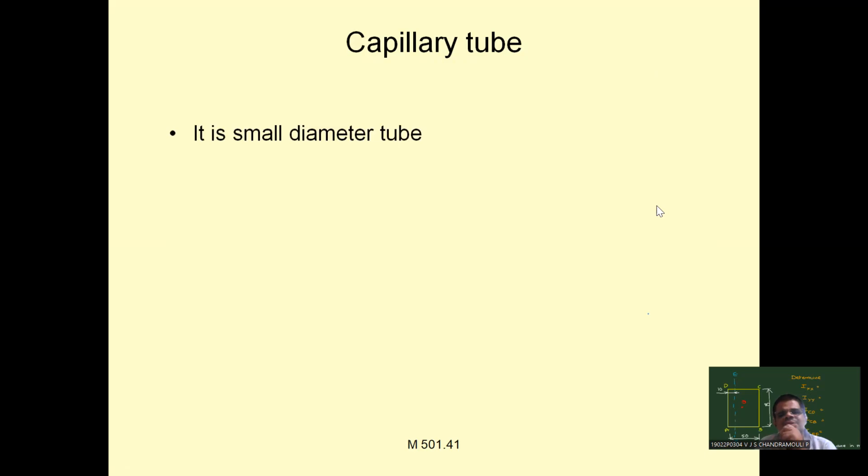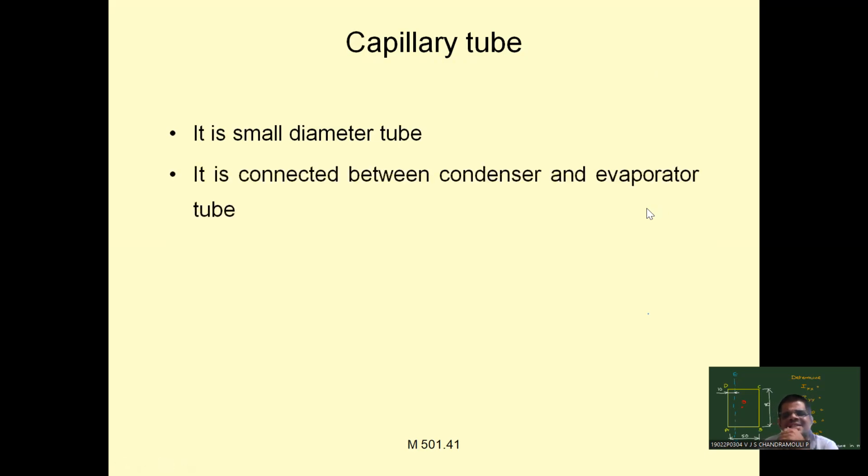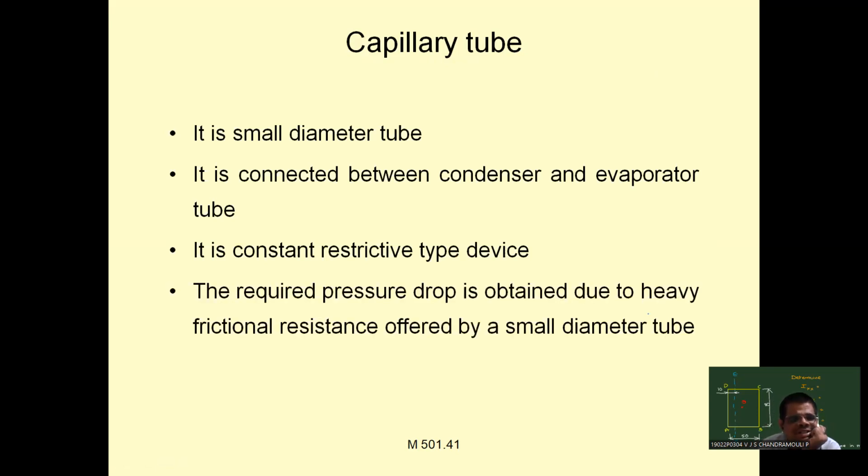It is basically a small diameter tube, and it is connected, of course, between the condenser and evaporator, as we discussed earlier. And it is a constant restrictive type device. That means it offers restrictions to the flow of refrigerant, which is coming out of the condenser. And due to this restriction only, the pressure drop takes place. And the required pressure drop is obtained due to the heavy frictional resistance offered by the tube. Since this capillary tube offers restrictions to the flow, that means it offers resistance to the flow.